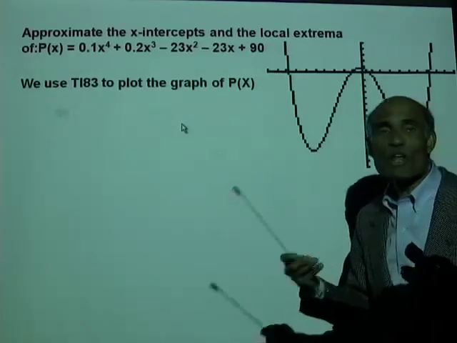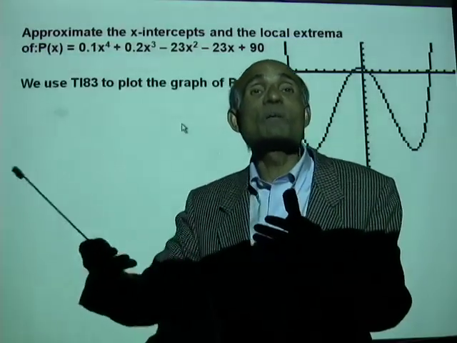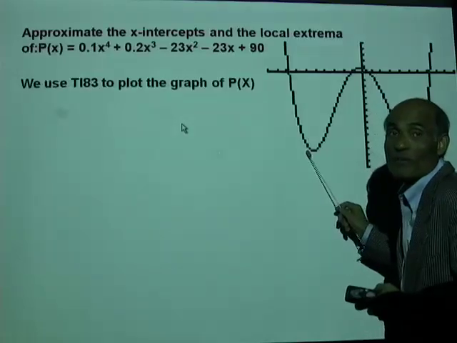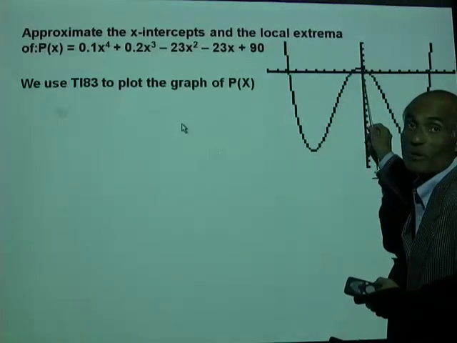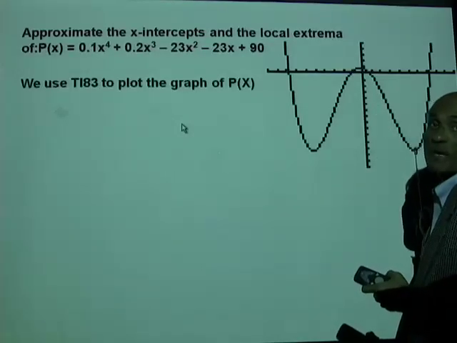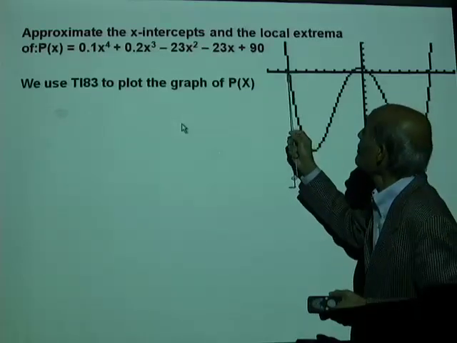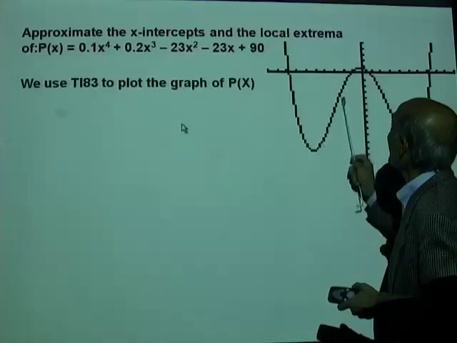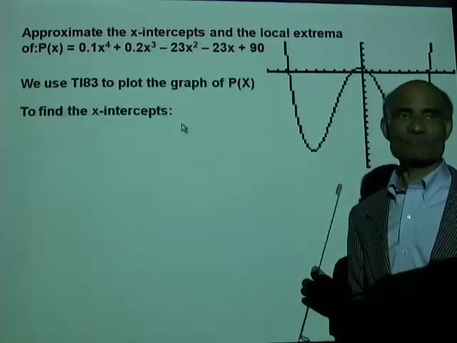Why is it called a local minimum? Because the function can have other minimum values elsewhere. This is the local minimum. Then it increases, reaches a local maximum, decreases, reaches a local minimum, and thereafter increases. So we need to find the approximate values of the x-intercepts and the local maxima and minima.